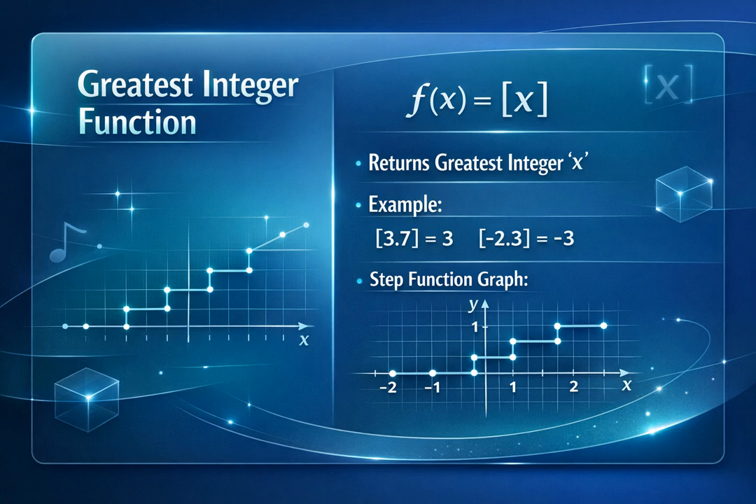The greatest integer function, also called the floor function, is written f of x equals square brackets around x. It returns the greatest integer less than or equal to x. For example, the greatest integer less than 3.7 is 3. For negative 2.3, it's negative 3. The graph looks like a series of steps.